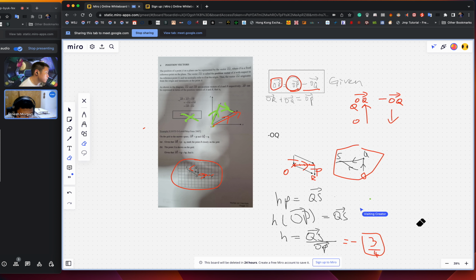Or in a way, if you don't do it this way, another way to look at this is this. So your QS, you can see it as QS is minus 3, right? Because to the left is minus. And then OP is to the right, so it's 4 units, right? So that's another way you can get negative 3/4. Understand? Okay, good. So that's how you get example 9.